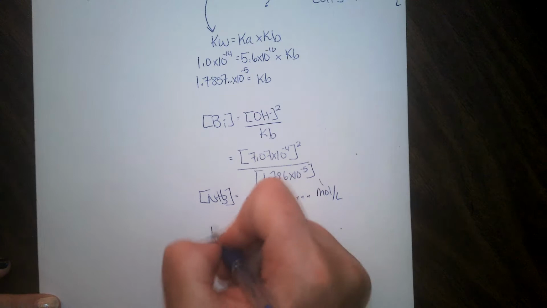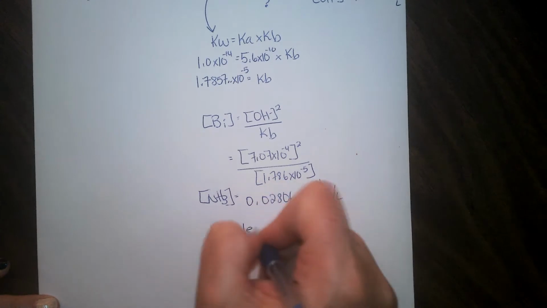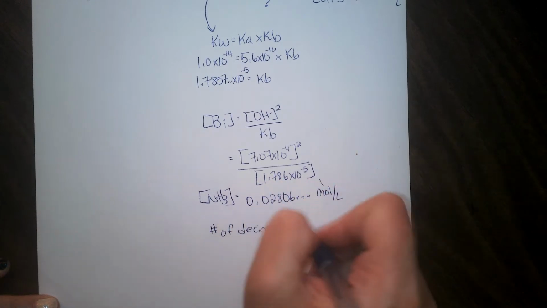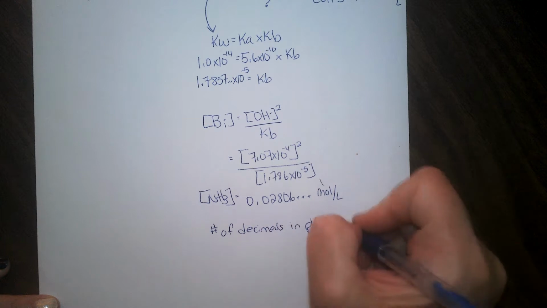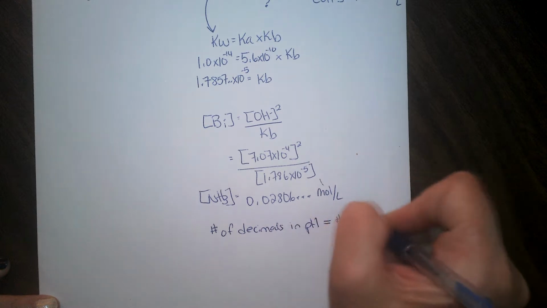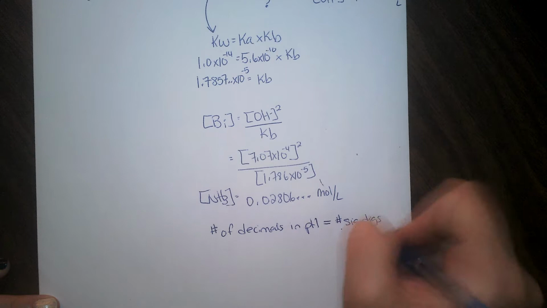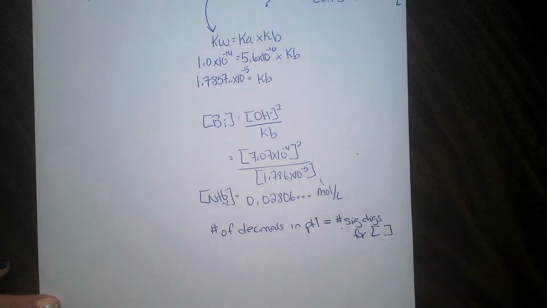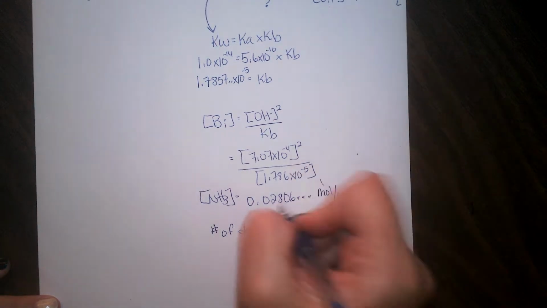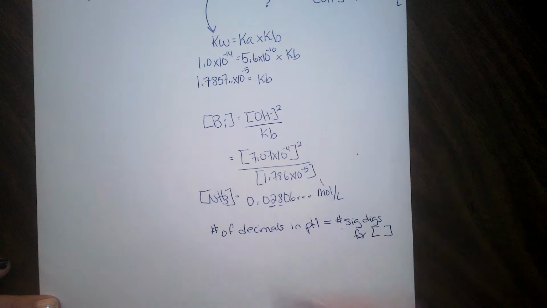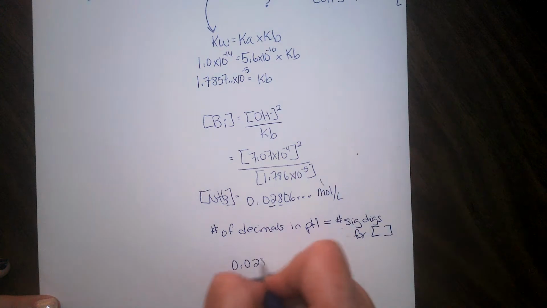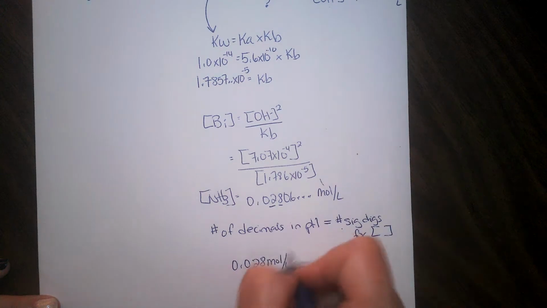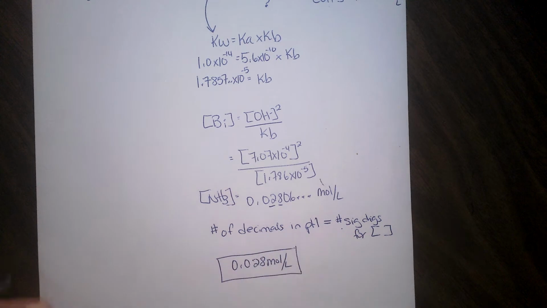Okay, so the number of decimals in pH equals the number of sig digs for concentration. So it's 2 decimals, so I'm going to use 2 sig digs. So 0.028 moles per liter is my concentration of my ammonium or my ammonia. Okay.